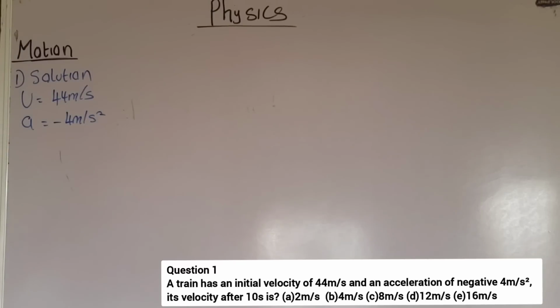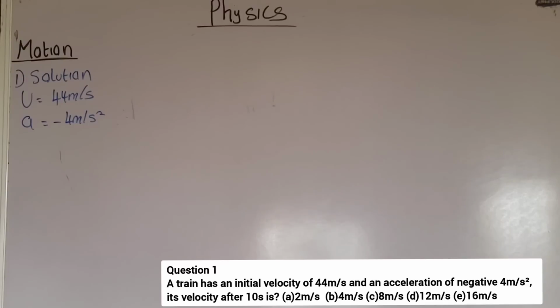Now, let me quickly ask you a question. Based on what we've learned in our previous class, what kind of acceleration is this? This acceleration is known as retardation. You understand? This acceleration that you see here is known as retardation. Retardation is the kind of acceleration that brings the motion of an object to rest. You understand? So a is negative, which means that we are talking about retardation here. Okay? So let's proceed.